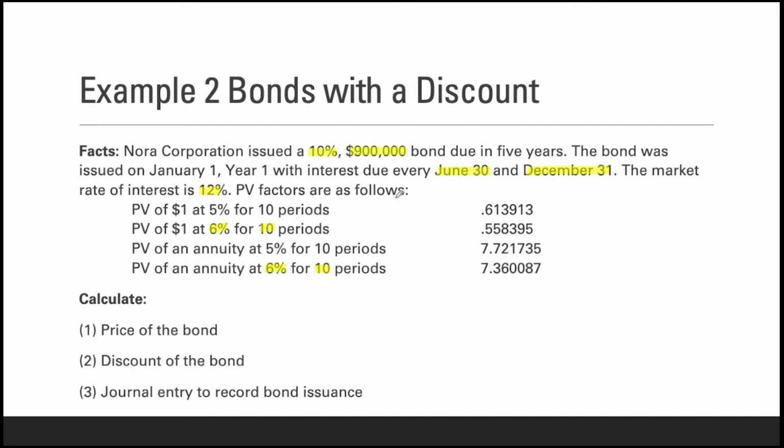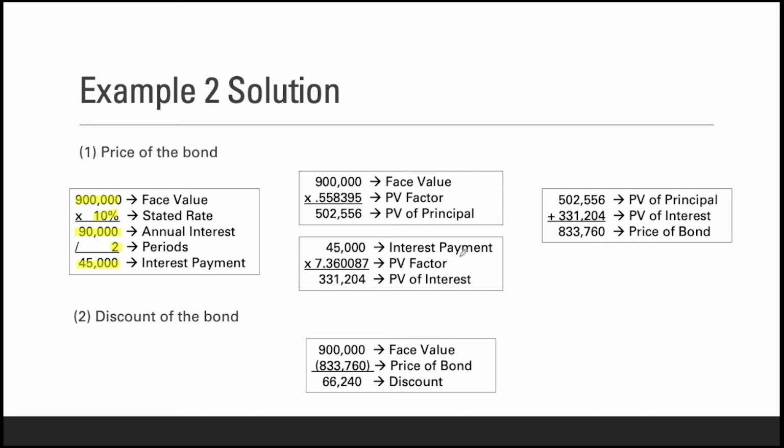So in order to find out the price of the bond, we're going to take our face value of $900,000 and use this present value of $1 at 6% for 10 periods, which is 0.558395. Next, for the interest, we're using the present value of an annuity at 6% for 10 periods, and the value corresponding to that is 7.360087.